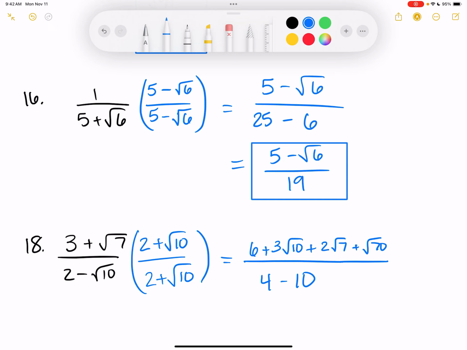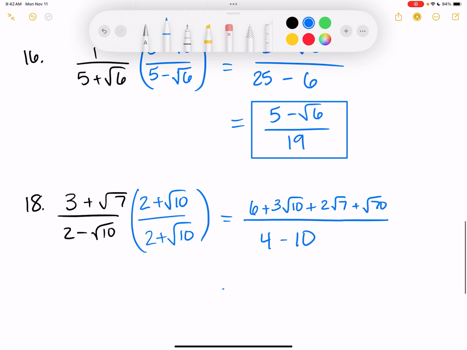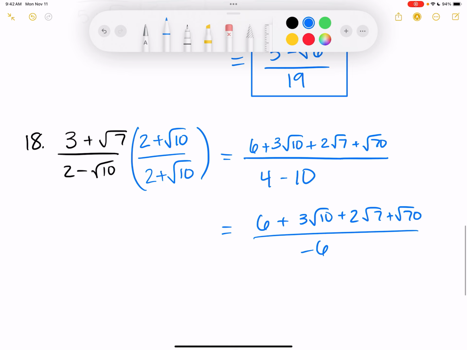Now, can any of the radicals on top be broken down? No, it cannot. So the top is going to stay exactly the same. The top doesn't always end up looking pretty, unfortunately. So 6 plus 3 root 10 plus 2 root 7 plus root 70, and notice none of those things can combine because none of those radicals are the same, over negative 6. And that would be your answer. Not a pretty answer, but nonetheless it's the answer.